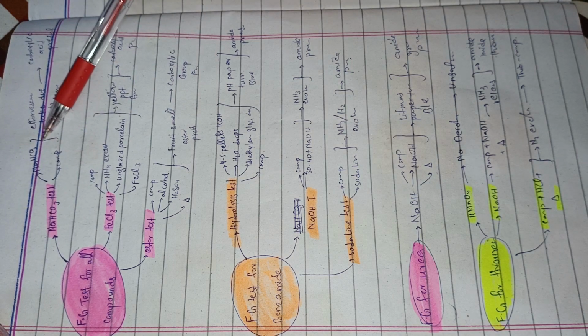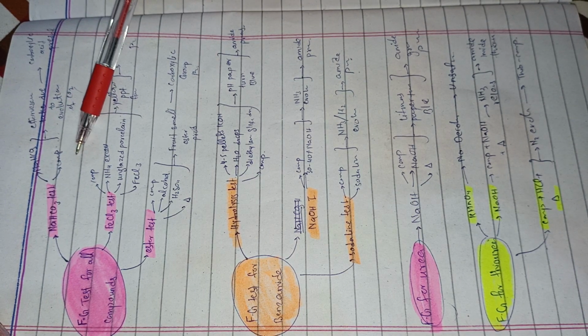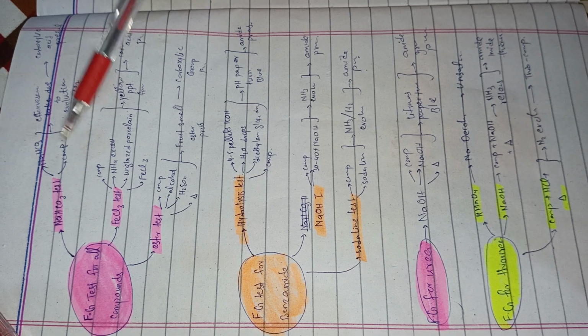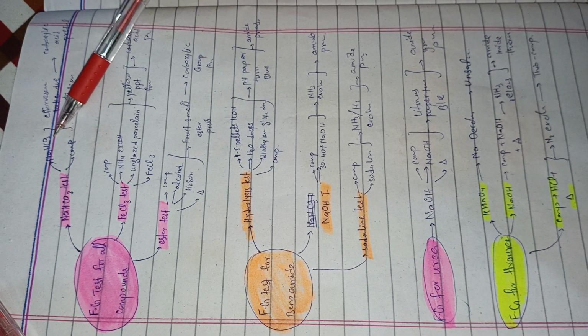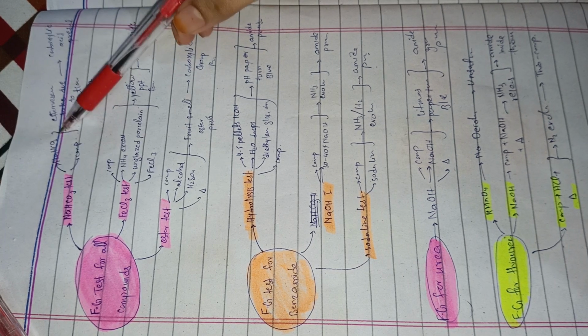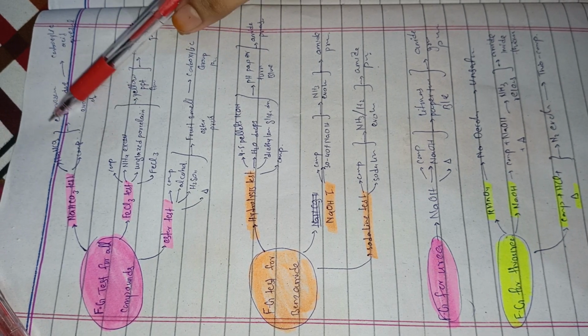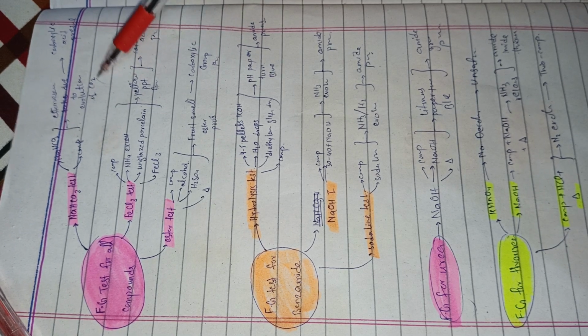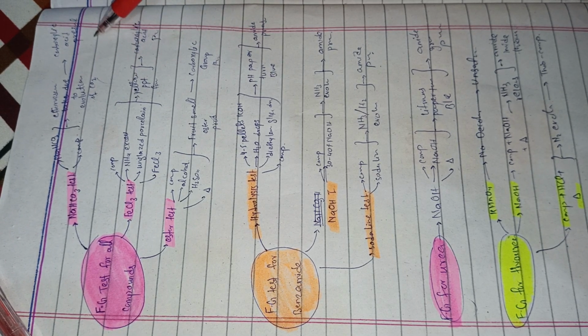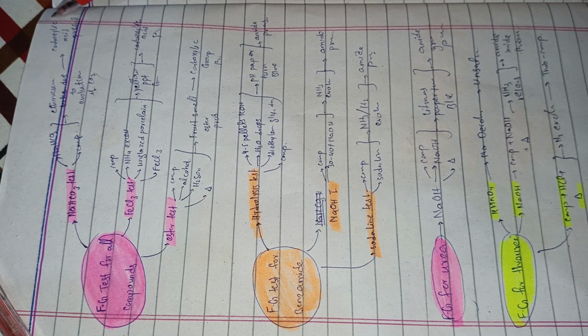First is the sodium bicarbonate test. For this you require two components. First is the compound which is given to you. Second is the sodium bicarbonate. So add them and observe the result. When you add them, effervescence takes place and there is an evolution of CO2. Carbon dioxide is released, so it means some carboxylic acid is present.